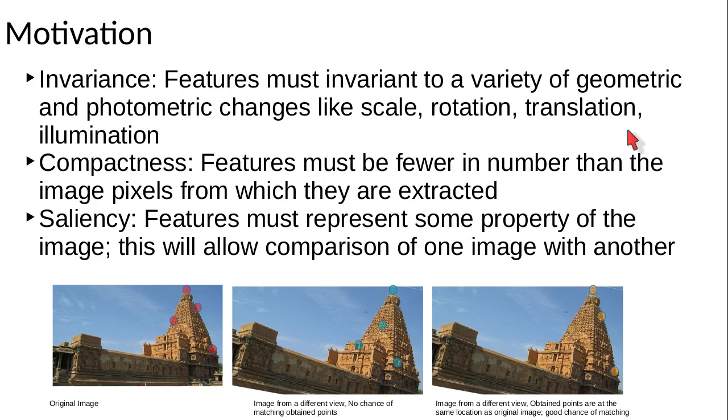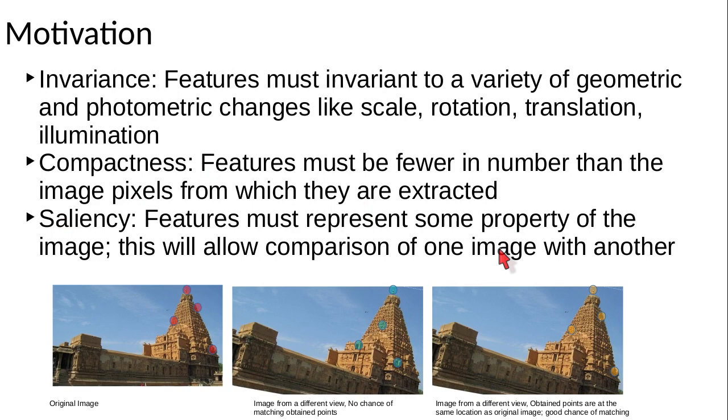In addition, the feature points must be compact in nature. What this means is every pixel in the original image cannot be an important feature point. That would just mean that you're comparing every pixel in the image point by point. That does not make any sense, because all parts of the image need not be invariant to scale, rotation, translation, illumination. There will only be a few locations in the image which are invariant to these changes. So the features that are extracted must be fewer in number than the total pixels in the image.